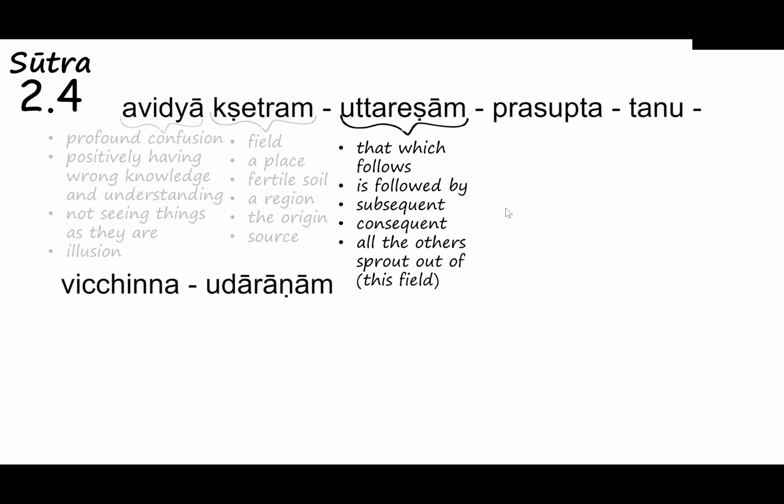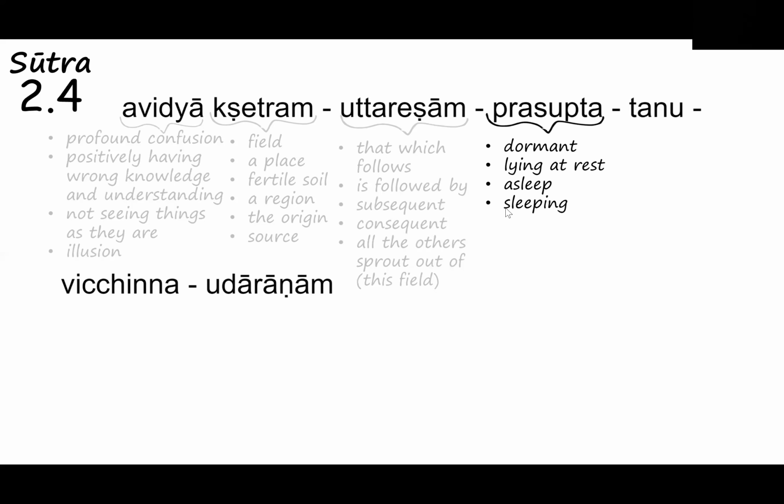Now, let's talk about what those are. Prasupta. When I think of avidya as a field, I think of the other kleshas as klesha seeds. And the seeds can be dormant. An acorn can exist for thousands of years, but until it gets stimulated by some water, life never starts to sprout. So prasupta means dormant, lying at rest.